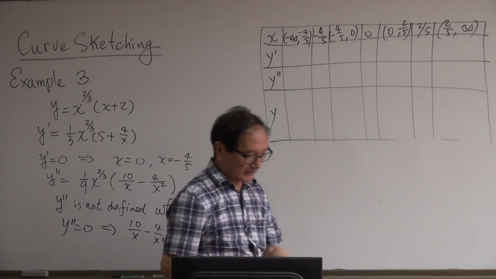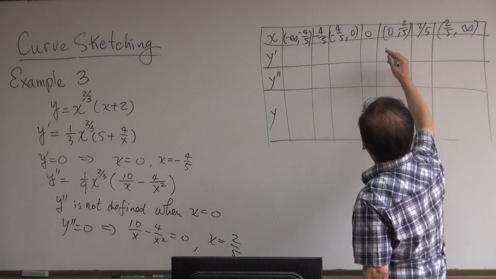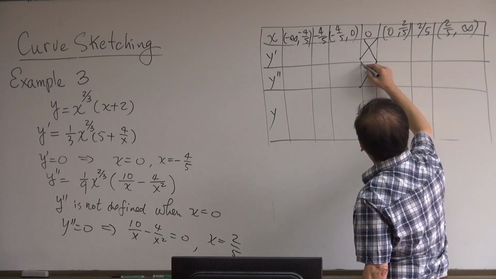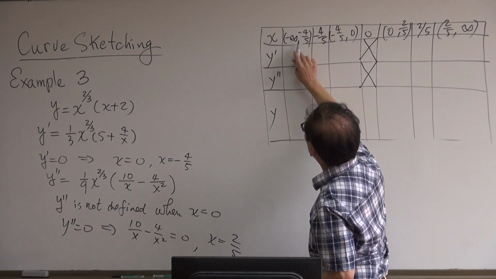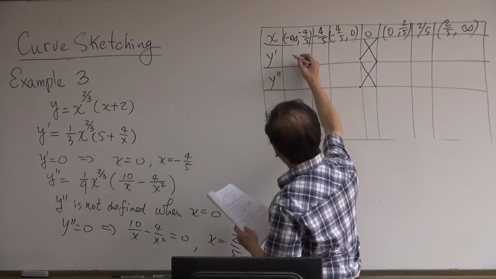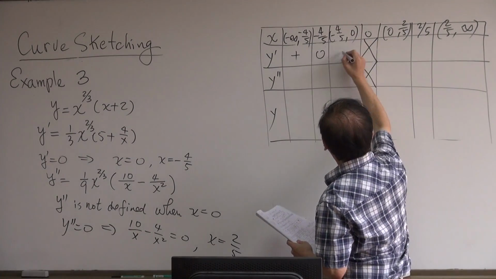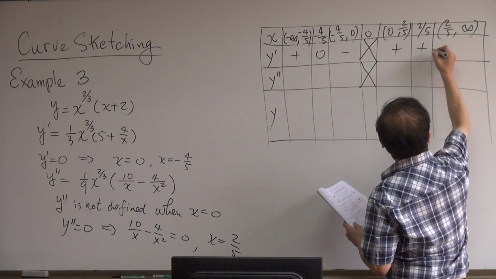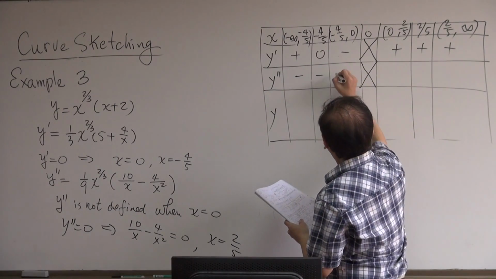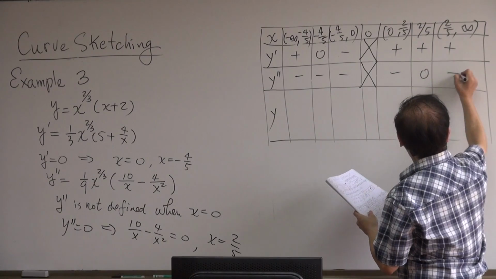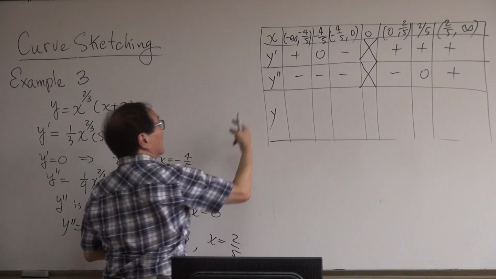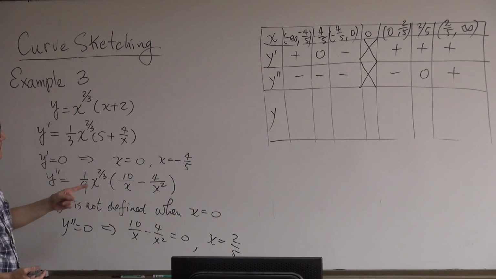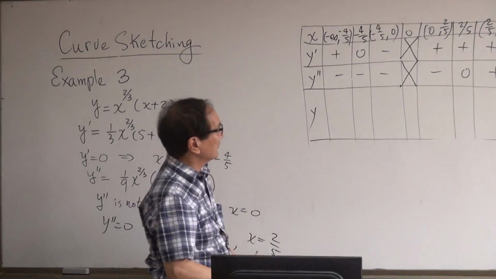Now we discuss the intervals, right? At 0, the derivative does not exist. The second derivative does not exist. And we calculate by plugging a number between each interval into the derivative, and we get positive, 0, negative, positive, positive, positive, negative, negative, negative, negative, 0, positive. Well, this is just straightforward by checking the sign of the derivatives for each interval. I think we have done this before, so we don't spend time on that.